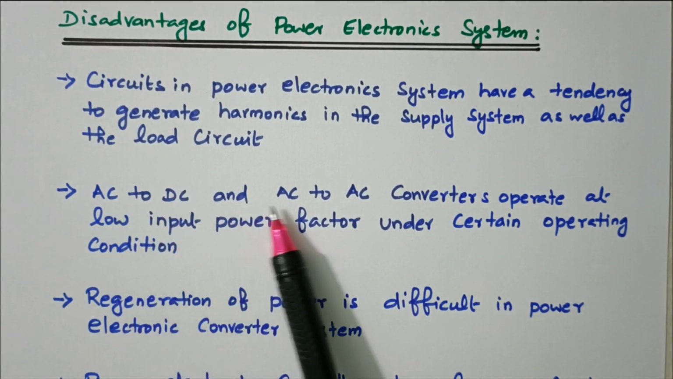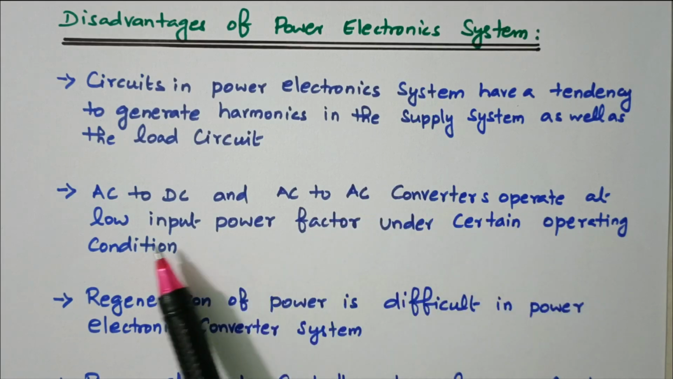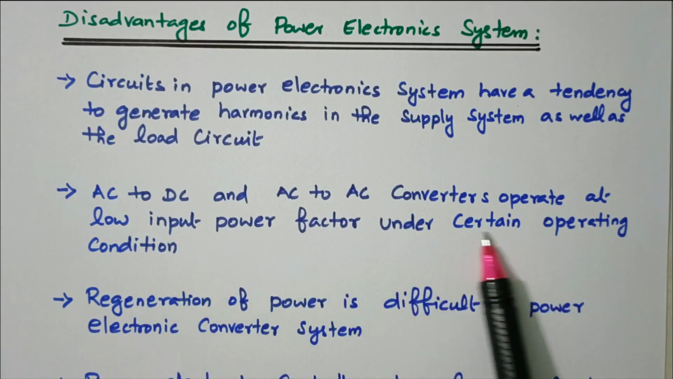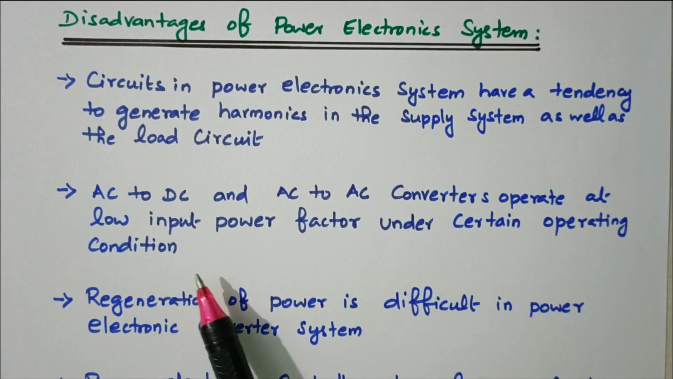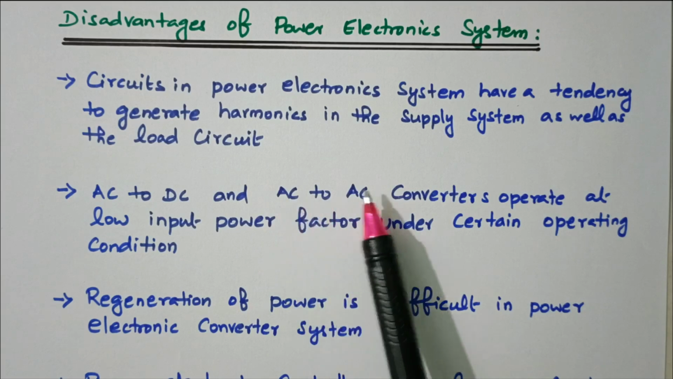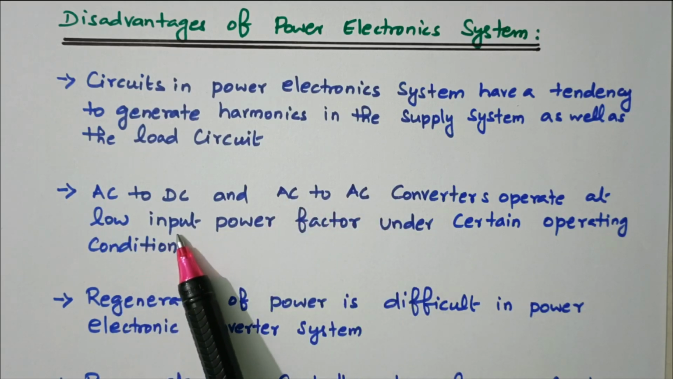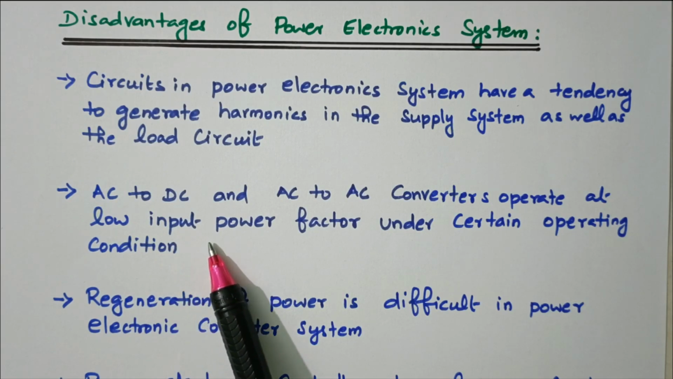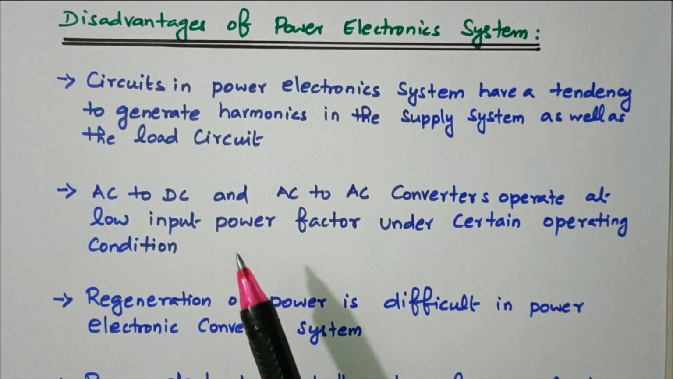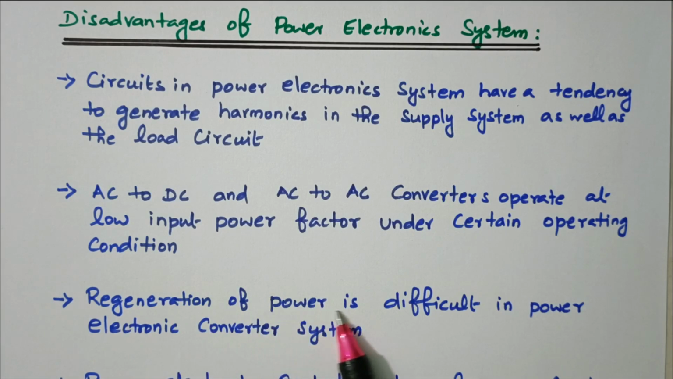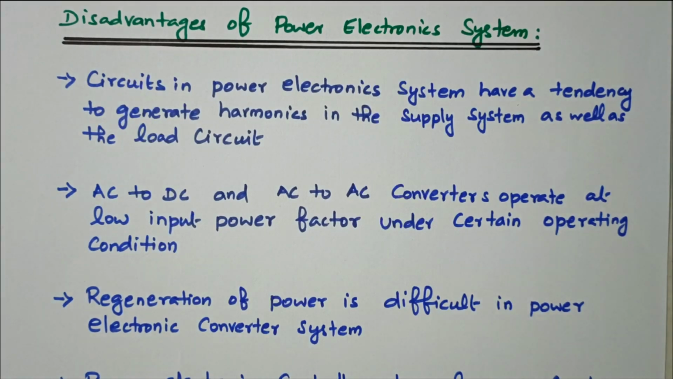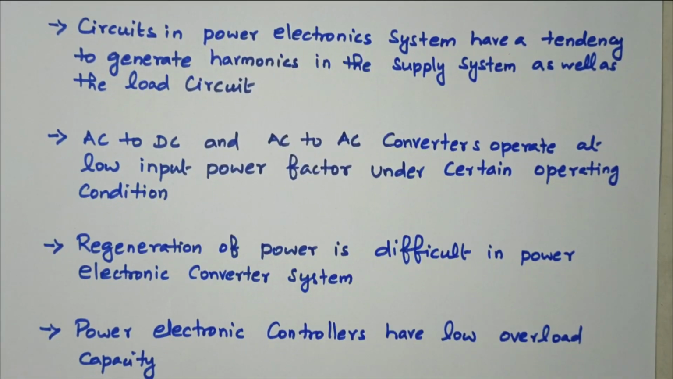AC to DC and AC to AC converters operate at low input power factor under certain operating conditions. In both cases, AC is the input, so that is operated at low power factor. In particular conditions, low power factor will also reduce the performance of the circuit. Regeneration of power is difficult in a power electronic converter system. So regeneration is very difficult. In the case of a conventional system, regeneration is possible.